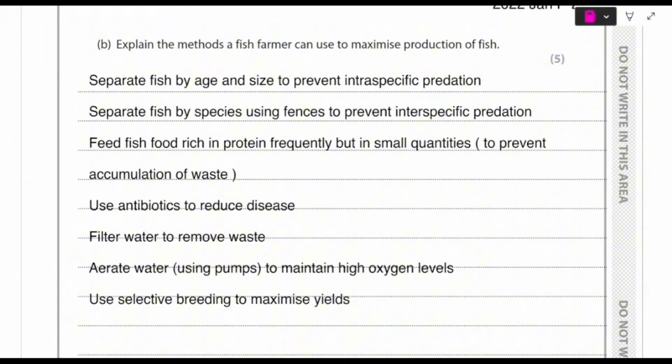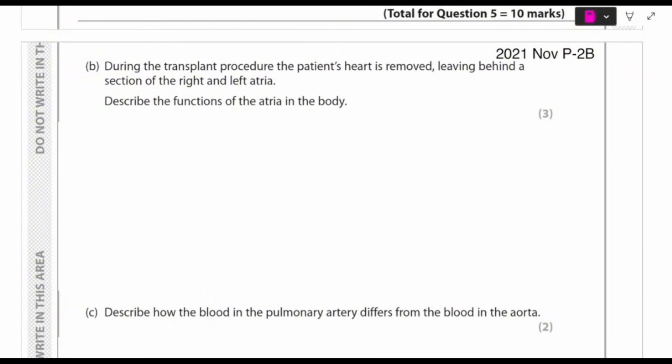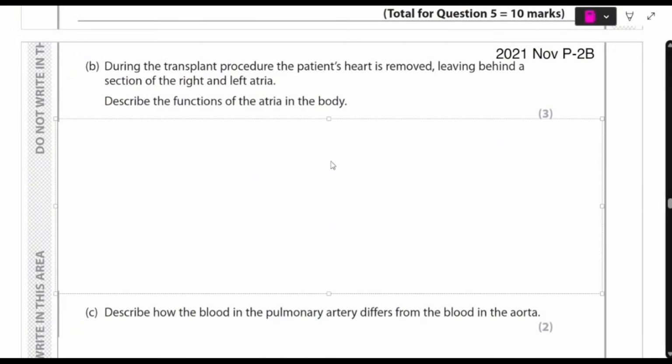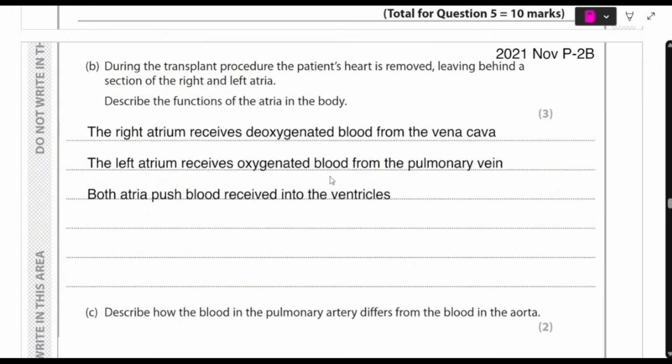Describe the role of atria in the body. So we know atria has some functions. One of them is to receive blood. So they receive blood twice. One of them is the right atrium that receives blood from the vena cava, which is the deoxygenated blood, and the left atrium receives the oxygenated blood from the pulmonary vein, and lastly, both of these atria contract or push the blood into the ventricles.